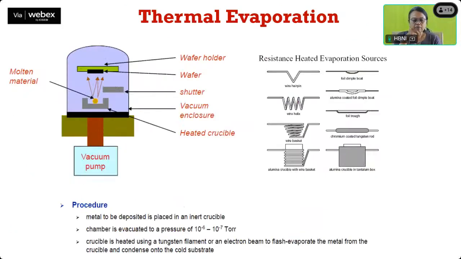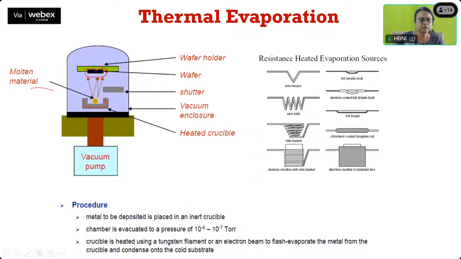Now coming to the first one, the thermal evaporation. So what happens in thermal evaporation? As the name suggests, we are thermally heating the material and evaporating it. You can see this is the system, and this is the material which we want to evaporate, and this is the substrate wafer we have taken here. The substrate is held on top of the molten material, which is heated inside a crucible.